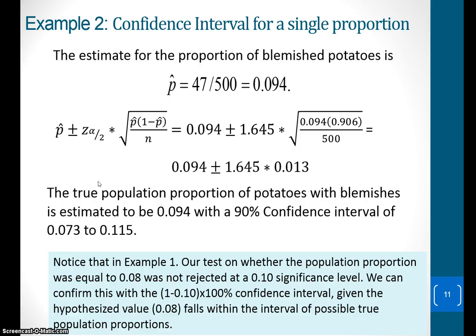But there's one thing here. Our test on whether the population proportion was equal to 0.08 was not rejected at the 0.1 significance level. We can confirm this with a (1 minus 0.1) times 100% confidence interval. Given the hypothesis value, 0.08 falls within the interval of the true possible population proportion. So since 0.08 fell within this interval, we were also able to fail to reject the null hypothesis.